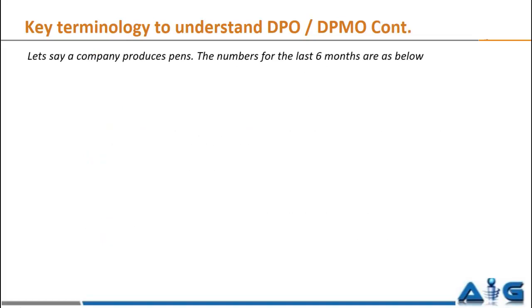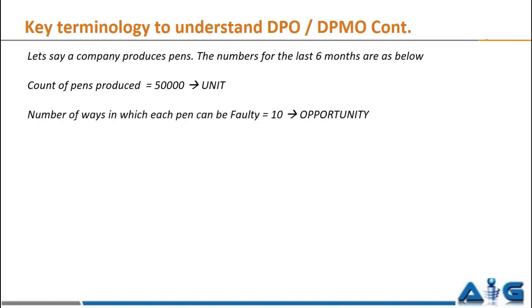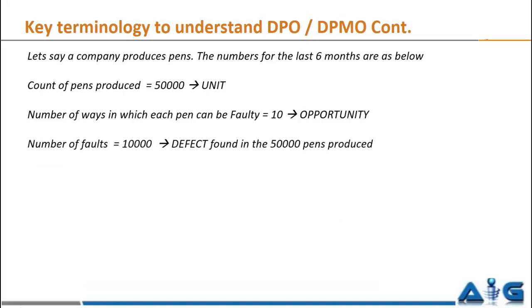Let's say a company produces pens. The numbers for the last 6 months are as below. The number of pens that they have produced is 50,000, which I could call units. So 50,000 units have been produced. And the number of ways in which each pen can be faulty is 10. So the number of opportunities per pen is 10.